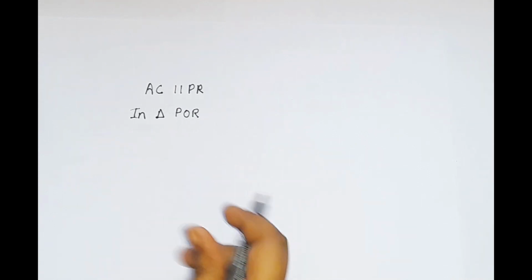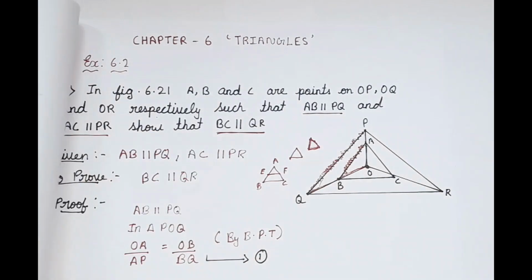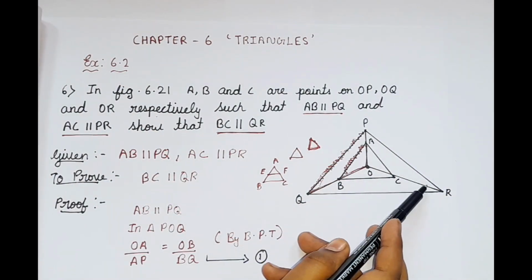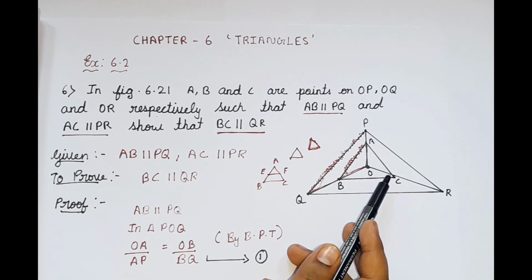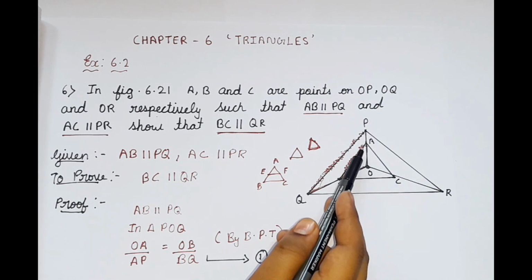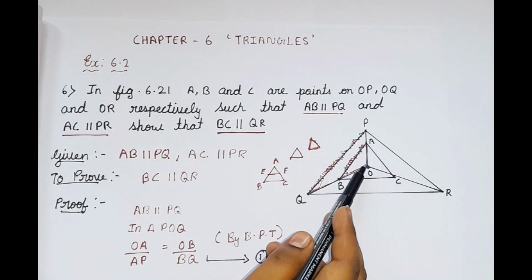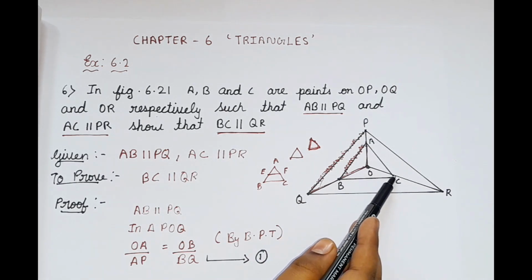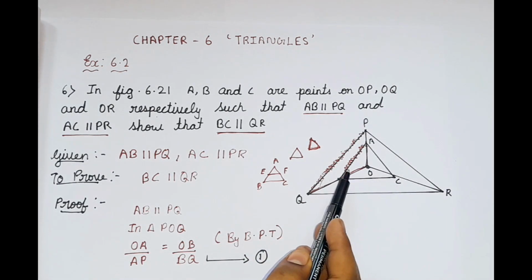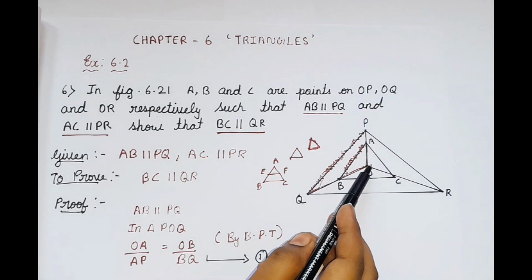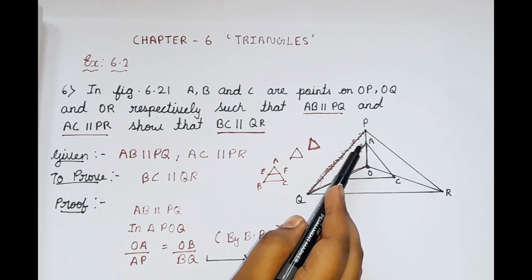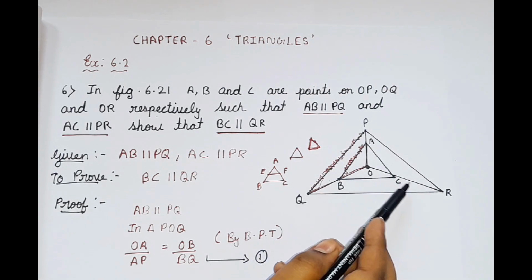basic proportionality theorem. Okay, so in triangle POR, how can we apply basic proportionality theorem? We are supposed to apply it like this. Am I right? So how can we apply? Means OA by AP is equal to OC by CR. Am I right? So like that only we did here as well. So we are going to be doing the same right over here. That is OA by AP is equal to OC by CR.